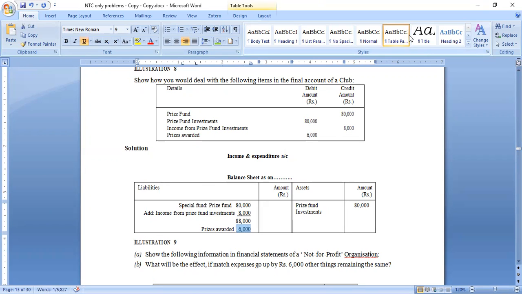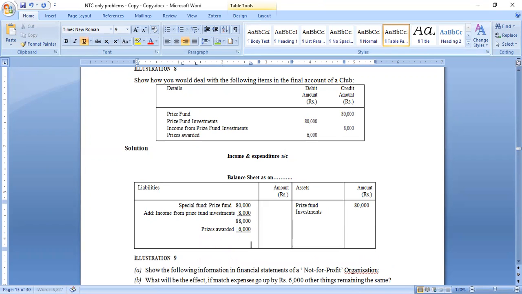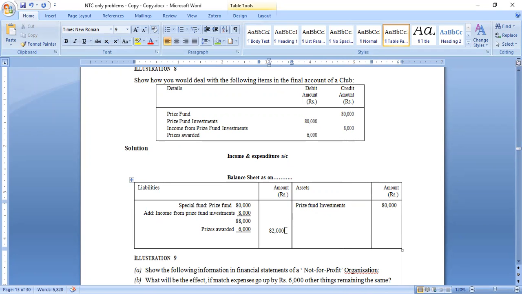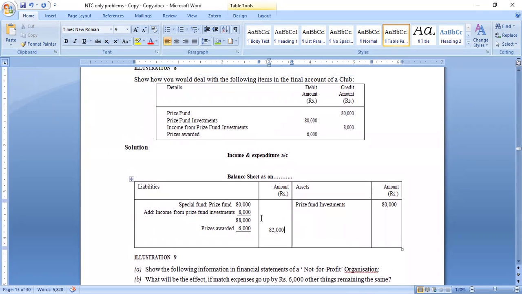So whatever the amount spent, we have to deduct it from the fund available for use. So this is how we have to deal with the special fund, that is the prize fund. We have to mention all the transactions relating to the special fund.